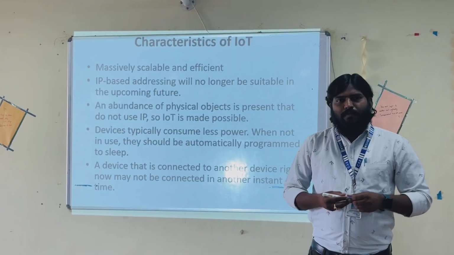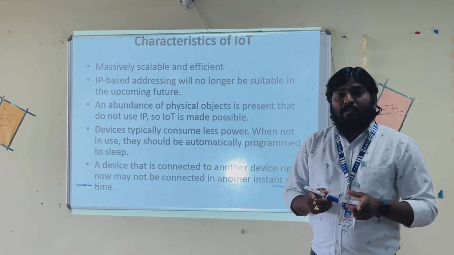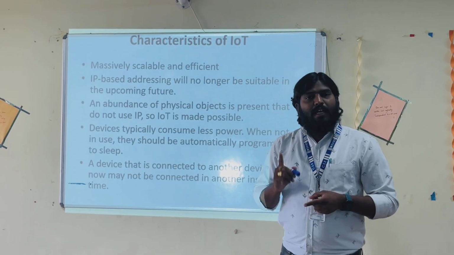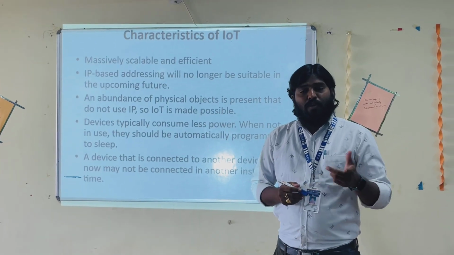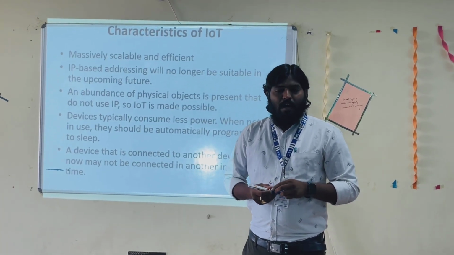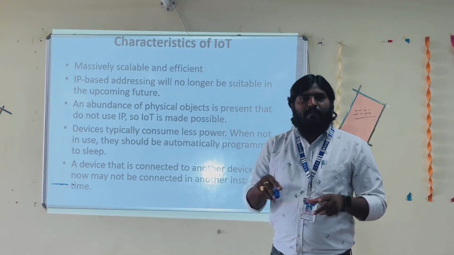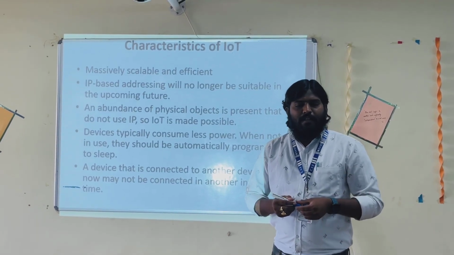So we are already familiar with the general characteristics of IoT. There you can find massive scalability, and it is going to be efficient. It can also work with IP-based addressing, and you can also use it without a static public IP. We can design devices that work by connecting with multiple devices, and you can also provide them with the internet, right?